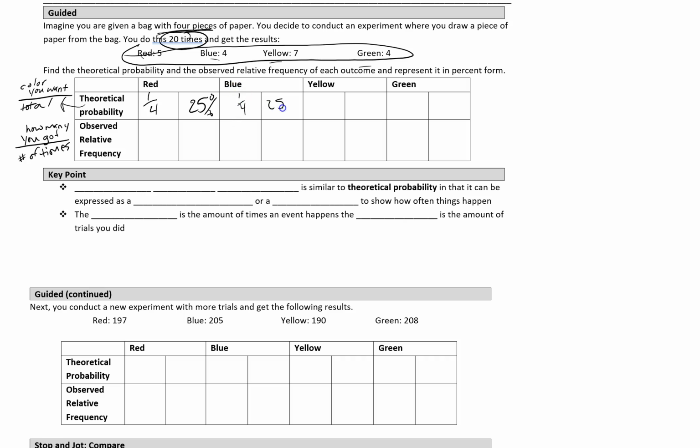Same for blue, same for yellow, same for green. I'm predicting that they're all the same because all I know about them is that there are 4 pieces of paper in the bag and they're 4 different colors.